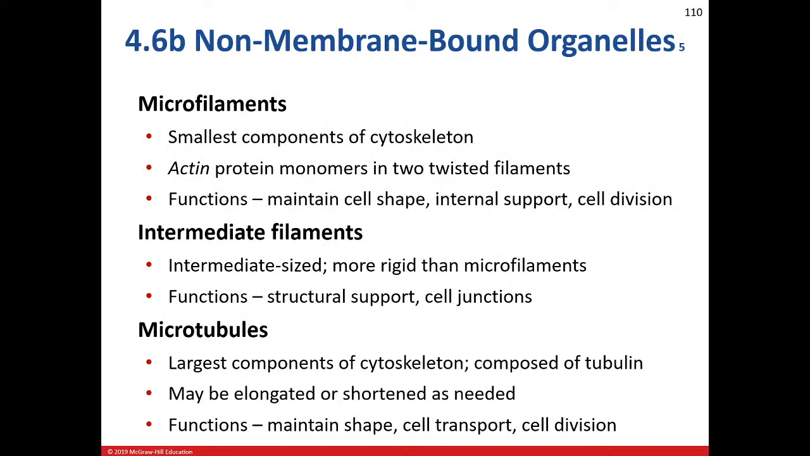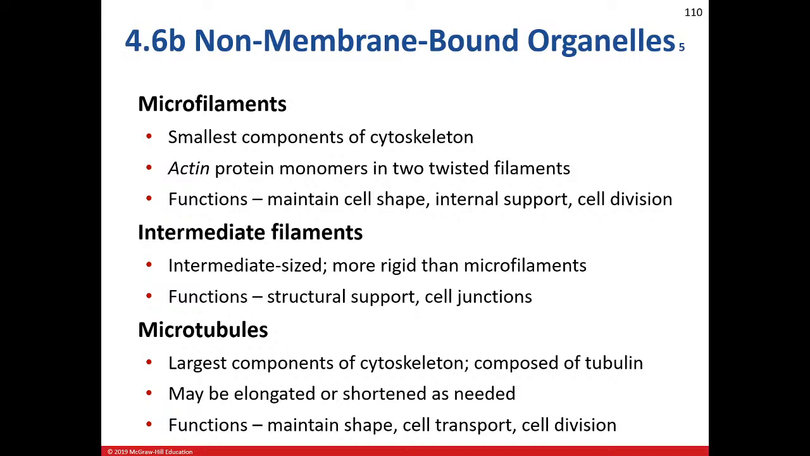All right, so the microfilaments are the smallest, and they're made up of a protein called actin. Okay, two twisted filaments of actin, and they function in maintaining the cell shape, as well as internal support and cell division. They help give, for instance, the plasma membrane its shape. They line up inside of the plasma membrane and help hold it up. Actin is a protein that we will see again when we get to the muscle unit. It's very important in muscle contraction.